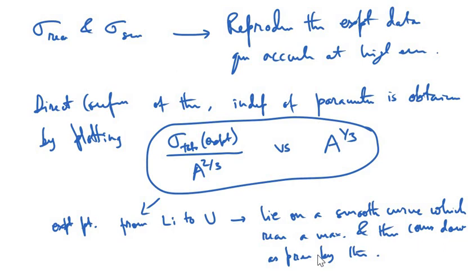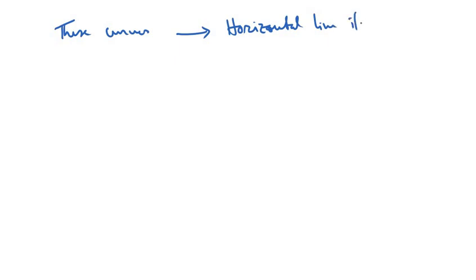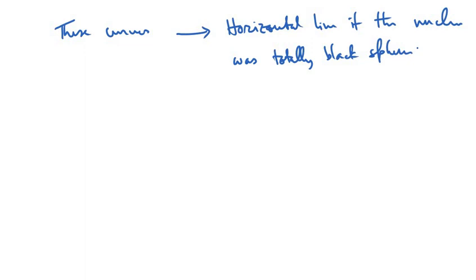However, these curves would be a horizontal line if the nucleus was a totally black sphere, that is, complete absorption. Okay, complete absorption.